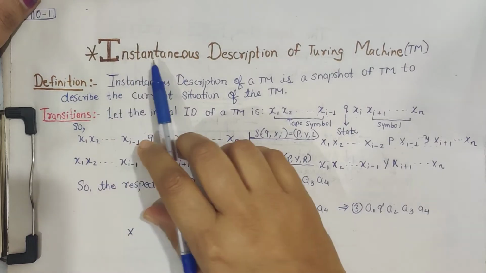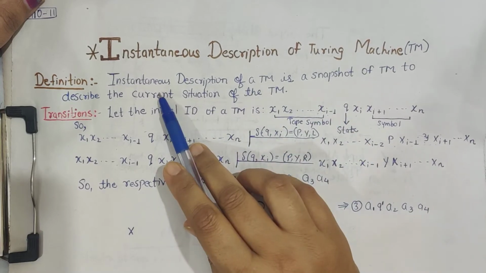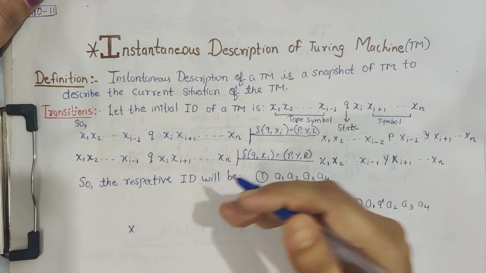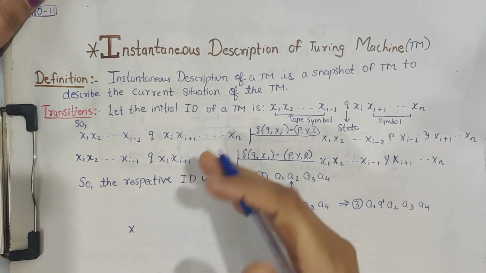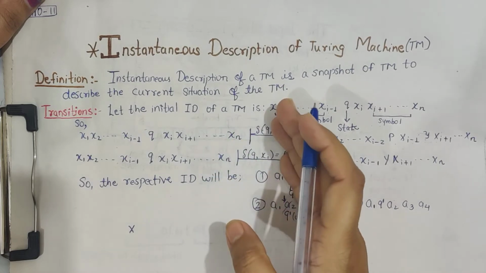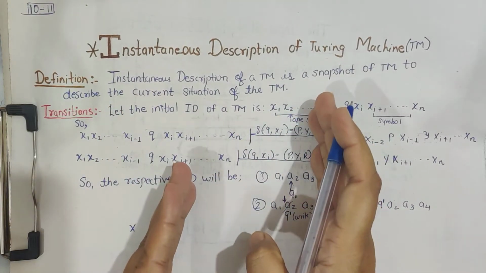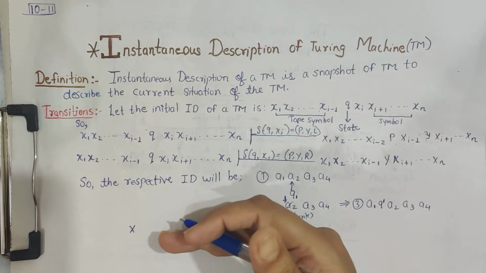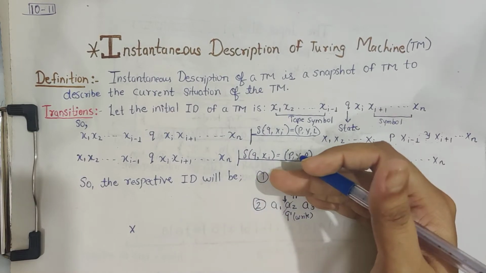Hello all. Now we will understand the instantaneous description of Turing machine. What do you mean by the instantaneous description of Turing machine? Actually, this topic is included in the representation of Turing machine. Initially, we first saw the mathematical model of the Turing machine. In that we had seen the representation of Turing machine by the seven tuples.